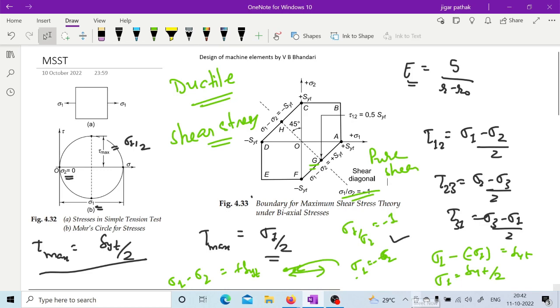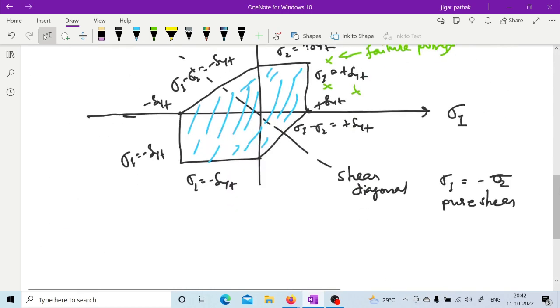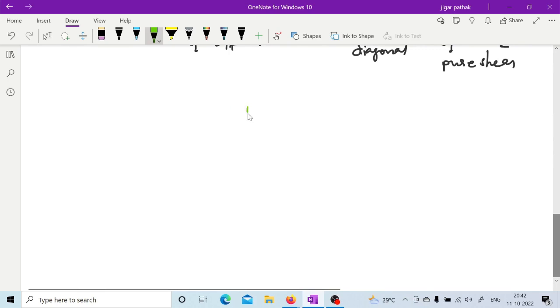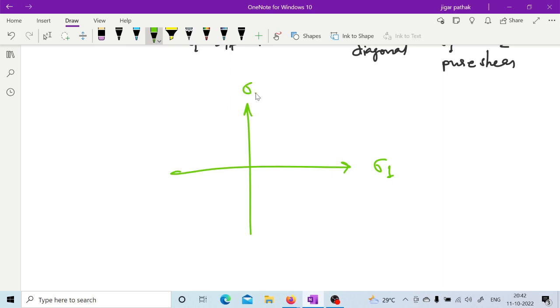Pure shear condition, you know, right? On Mohr circle, pure shear condition means sigma 1 is equal to minus sigma 2. So if you plot this sigma 1 and this sigma 2 on the Mohr circle, where sigma 1 is plus sigma and sigma 2 is minus sigma, then you will have this kind of Mohr circle. It is not sigma 2, it is the shear stress, sorry, it is that shear stress.